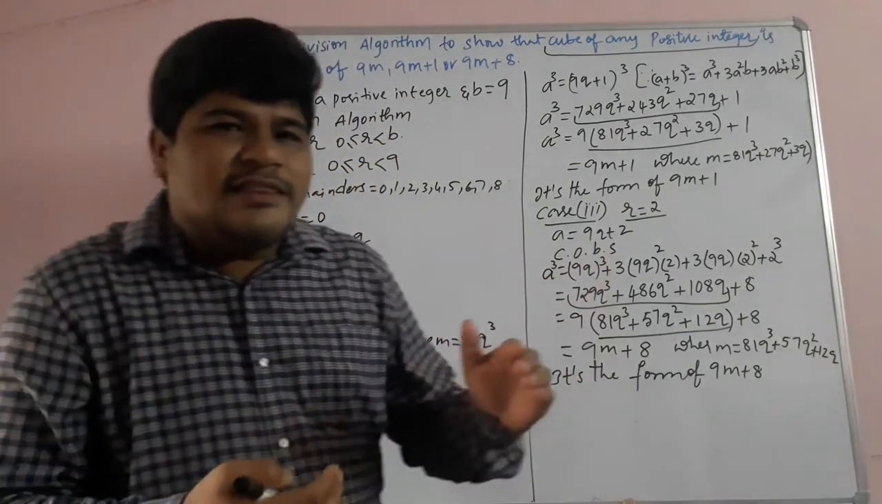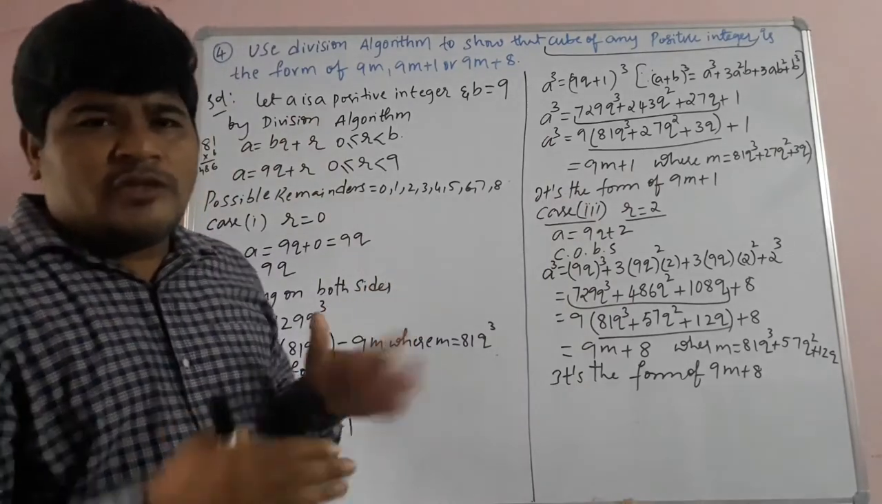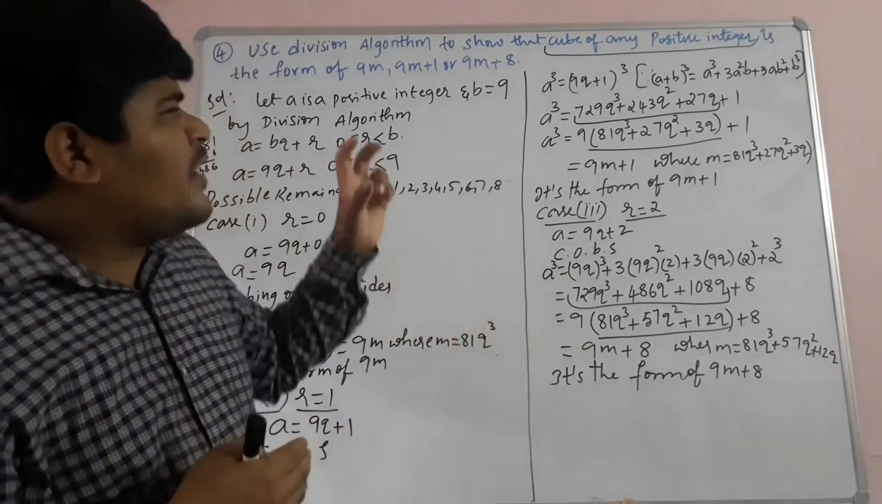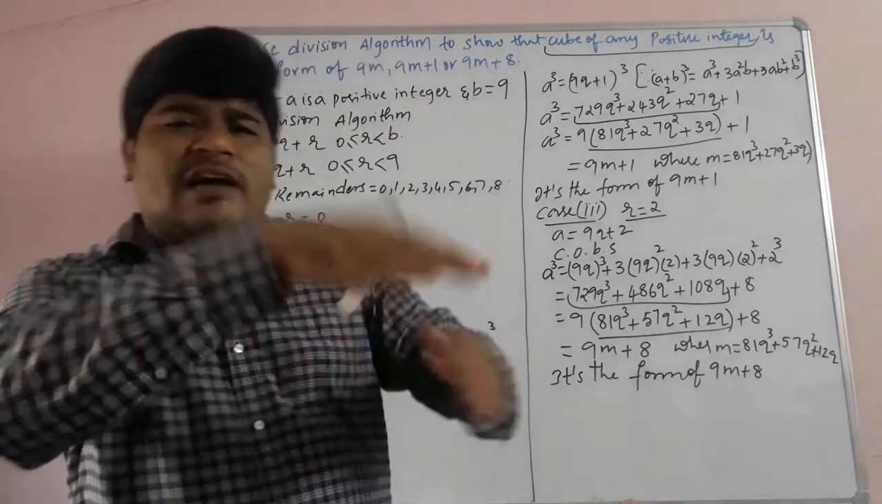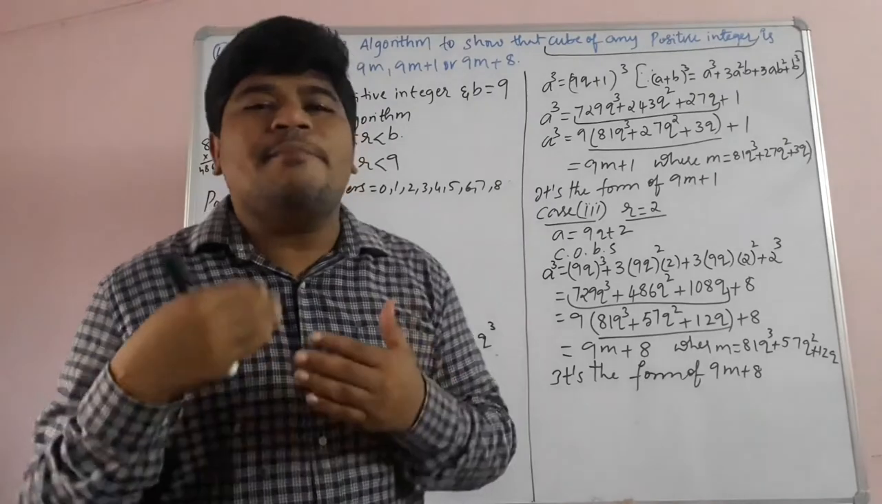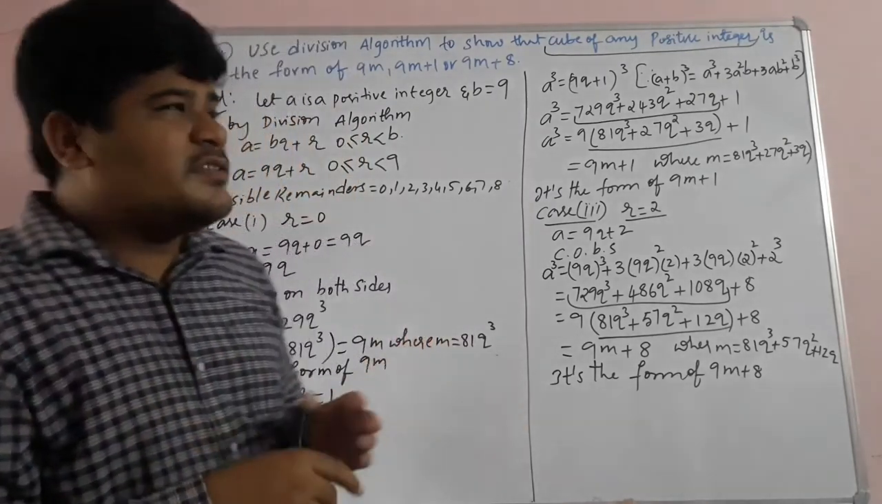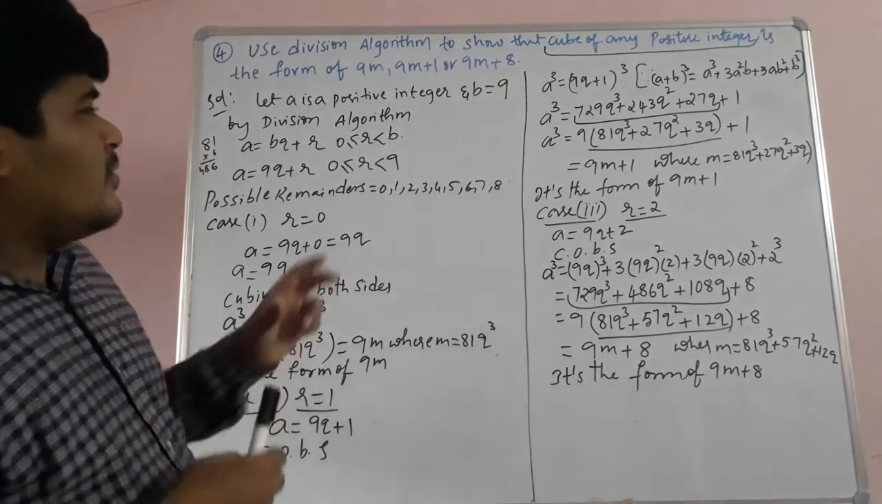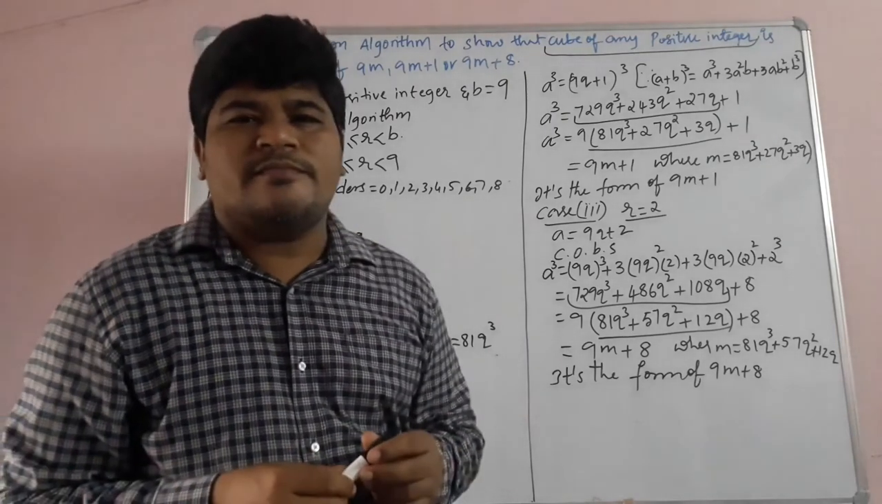So children, this is lengthy, but the concept is simple, no? Cubing on both sides, then take 9 common. From these we will get any one of the forms, either 9m or 9m plus 1 or 9m plus 8. Children, this is also very important for 4 marks. So like this we have to solve this problem.